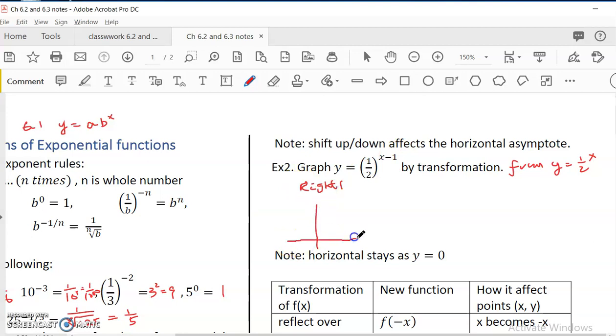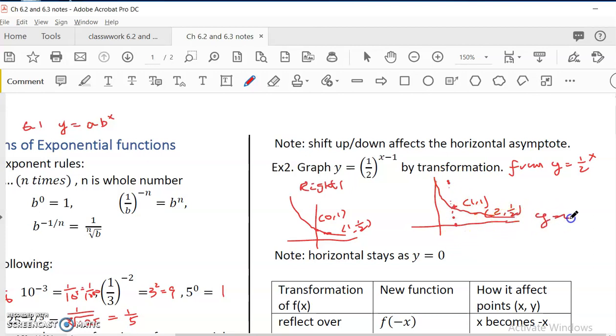So I'm going to graph (1/2) to the x. It's a decreasing function. I have (0, 1). I have also (1, 1/2), because (1, b) is the point. And then right 1 means what? Everything shifts here. So (0, 1) becomes (1, 1), and (1, 1/2) becomes (2, 1/2).